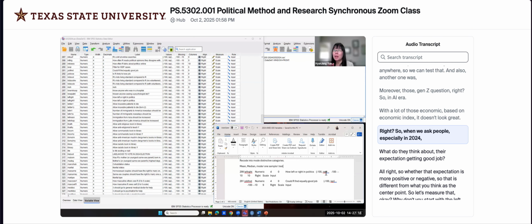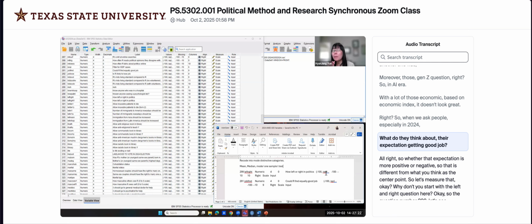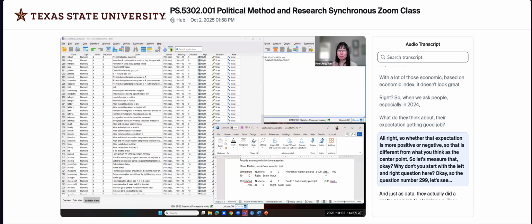So when we ask people, especially in 2024, what they think about their expectation of getting a good job, whether that expectation is more positive or negative, that is different from what you think as the center point. So let's measure that. Why don't you start with the left and right question here?